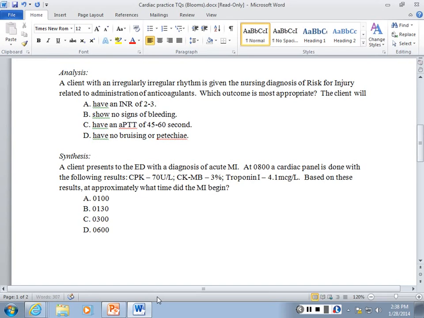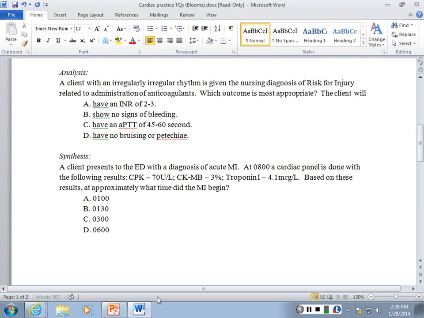The patient's had an MI. All right? We've drawn a cardiac panel, and here are the results. So if we want to know anything about an MI, we don't even look at CPK, right? Not specifically, right? Well, we'll monitor it, but it doesn't give us diagnosis. So you can just cross out CPK. Okay. So we're looking at the CKMB and troponin.